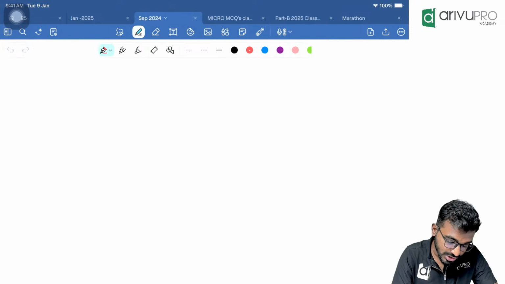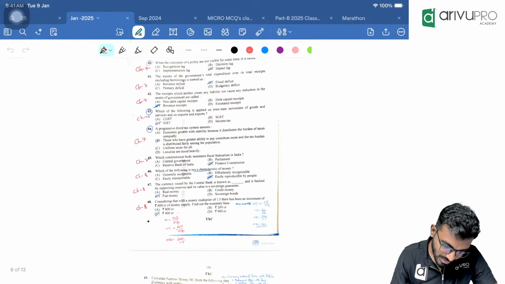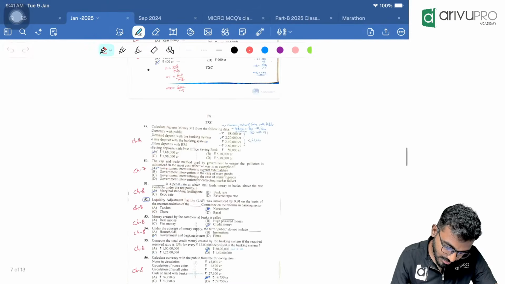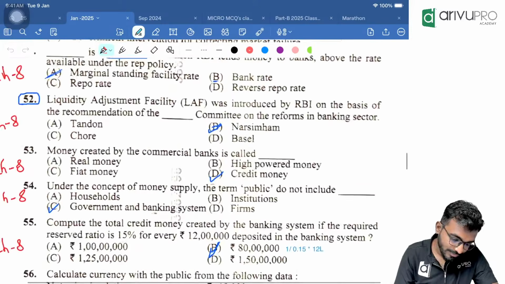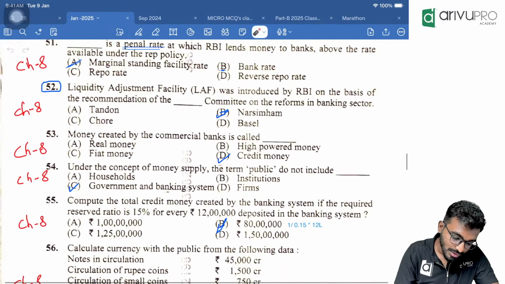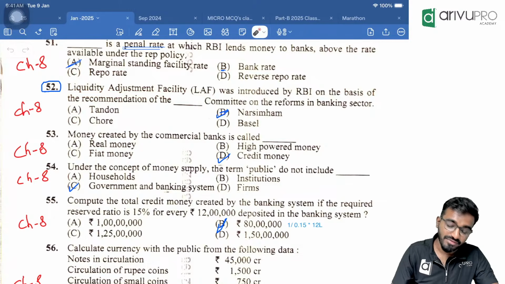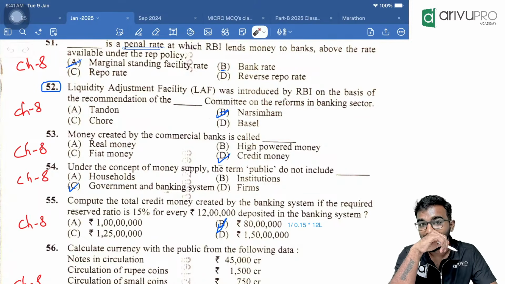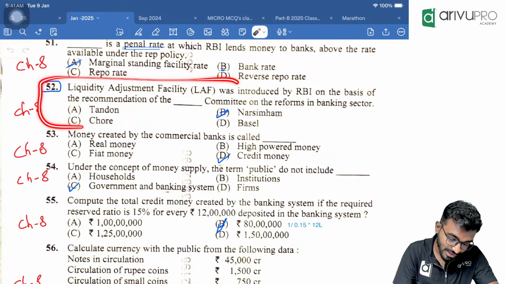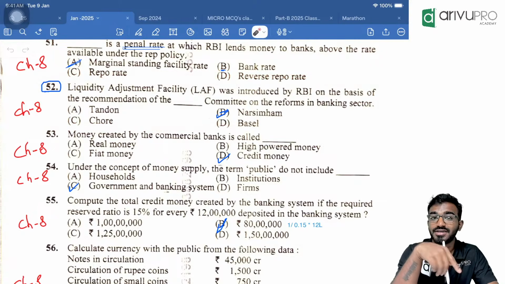Wait, let me show the question only. Once they have asked a question from this area. See here, question number 52. The Liquidity Adjustment Facility, that LAF facility, was introduced by RBI on the basis of recommendations of the Narasimhan committee on the reforms of the banking sector. This Narasimhan committee information is given in the summary, not in the main content.